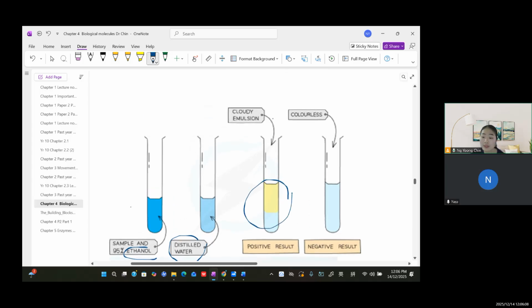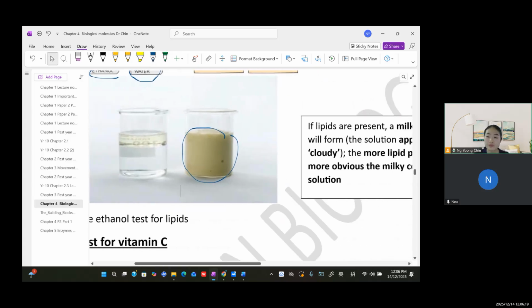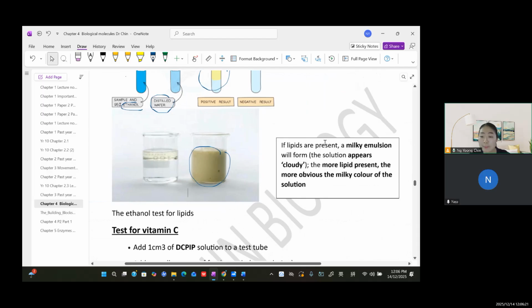They will form these cloudy emulsions, like this. So this shows that there is lipid content inside the food sample. If the lipid is present, a milky emulsion will form. The solution itself will become more cloudy, not transparent at all. The more lipid present inside the food sample, the more obvious the milky color of the solution.